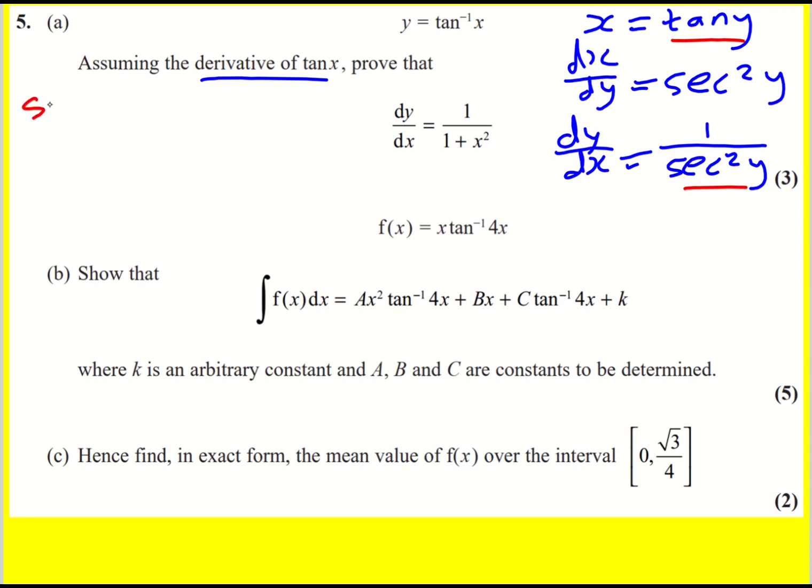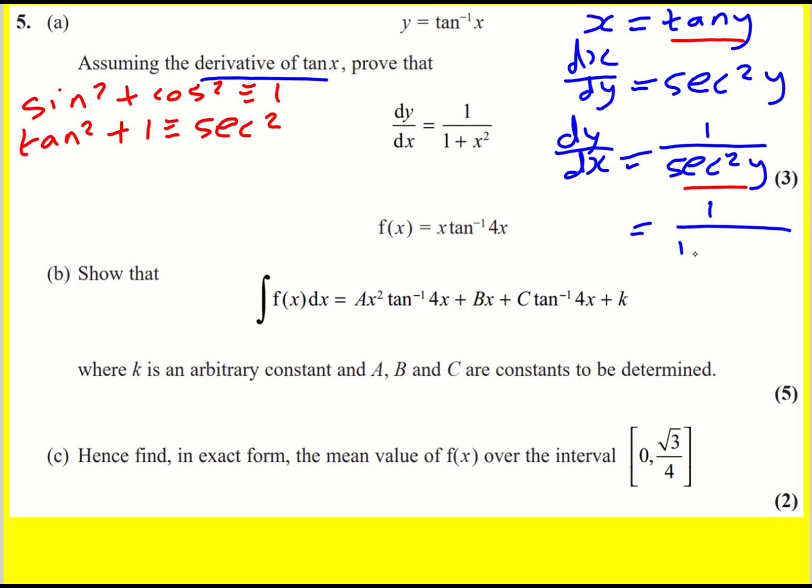Okay, well, there is sine squared plus cos squared is identical to 1. And remember, there's two other identities that come from this. One of them, we divide through by cos squared, which gives us tan squared plus 1 is identical to sec squared. There we go. That is the one we want. So this becomes 1 over 1 plus tan squared y. Tan y is x, remember? So we're there. We get 1 over 1 plus x squared. That is the derivative of inverse tan.